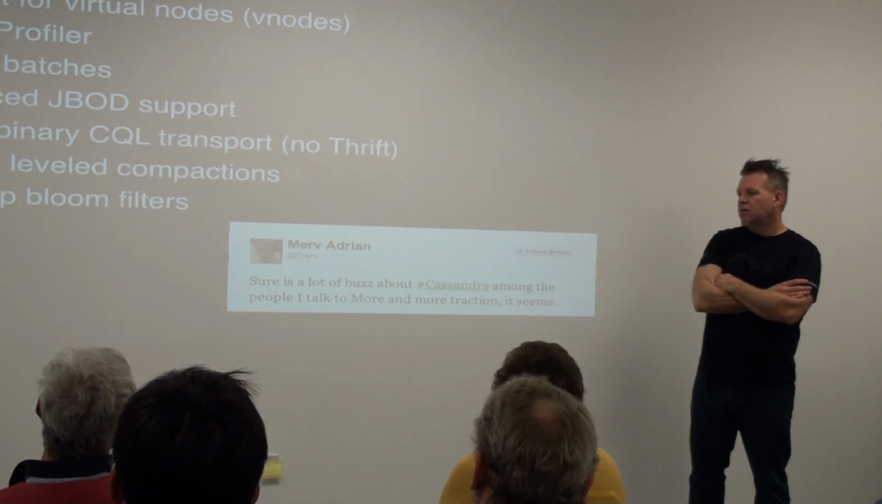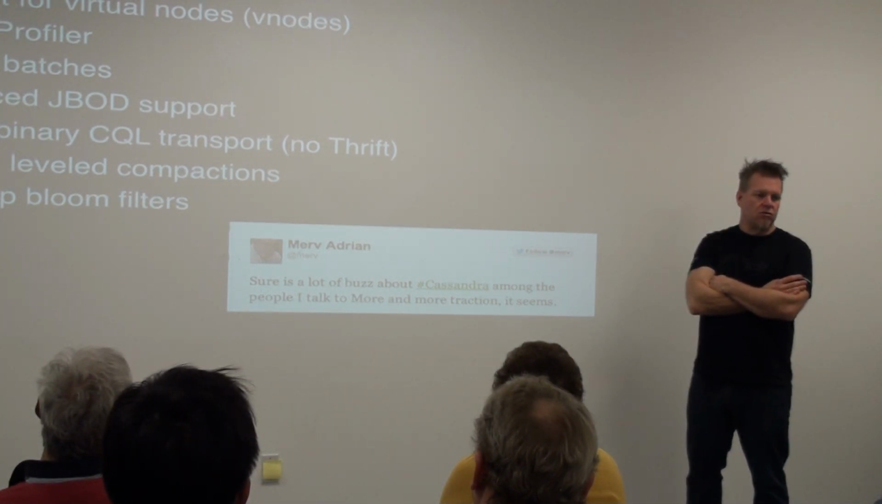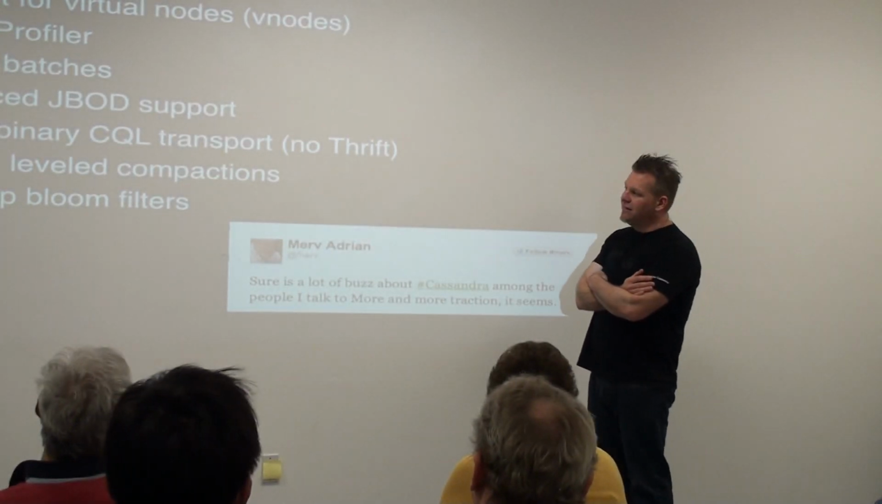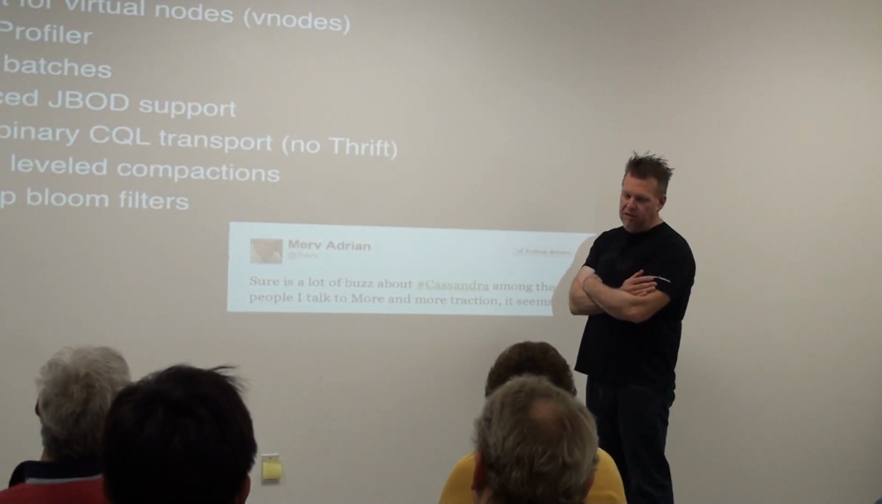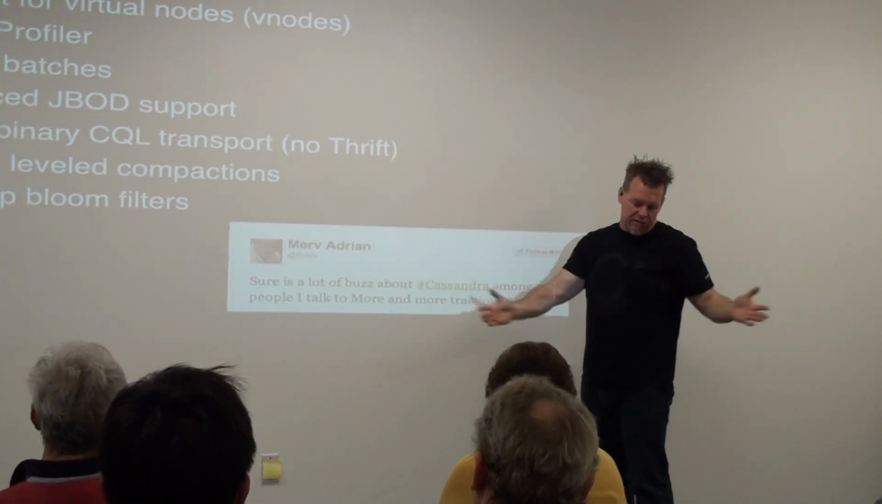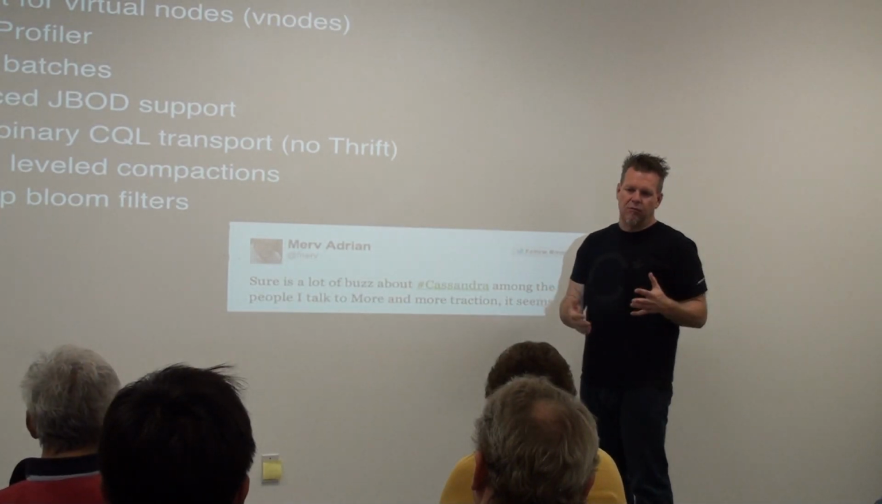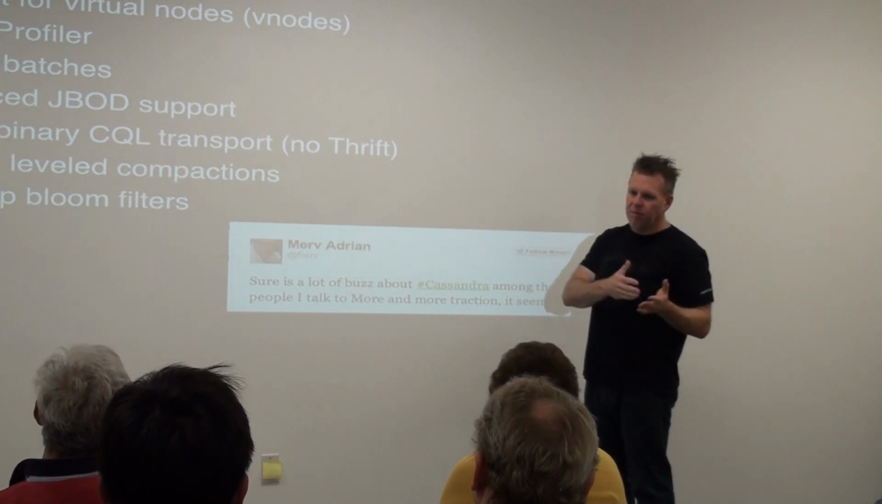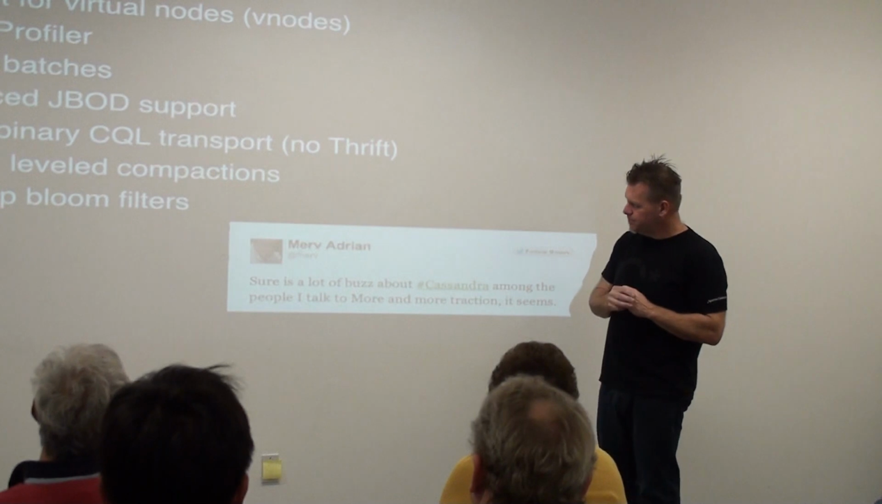The JBOD support, basically we're talking about larger disks. We like to put a lot of data on disk if we can. This enables us to put even more data. With JBOD support, you can have arrays of disks not structured in any way like with RAID or anything, and it actually supports that model pretty well. It balances the data across multiple disks.